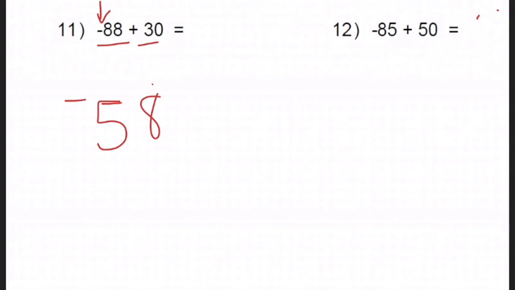Number 12. It's negative 85 plus 50. I subtract them. I get 35. Take the sign of the negative. So we have negative 35. Okay, and the reason why, again, you're taking the negative sign is because 85 is bigger than 50.